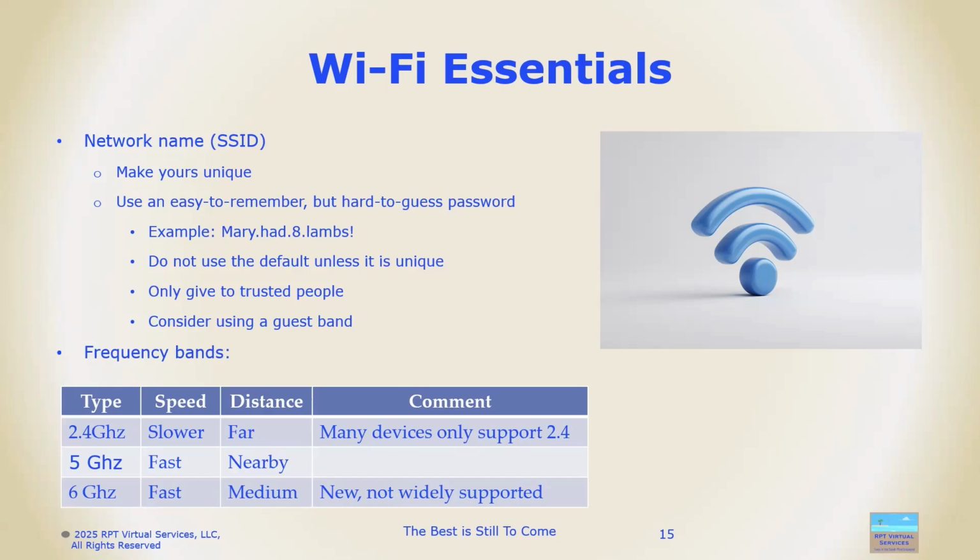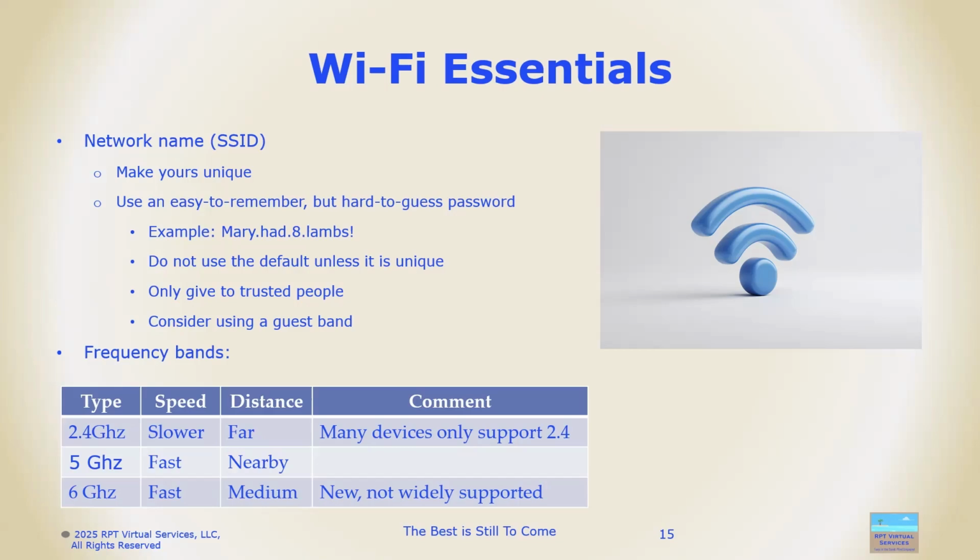If you have people coming in your home that need internet access, you can consider using a guest Wi-Fi band, and this would have a different SSID, and it would have a different password, and you can make it a little simpler. But then you can monitor the traffic that's going on that guest band, and you can also put restrictions on bandwidth use and stuff like that.